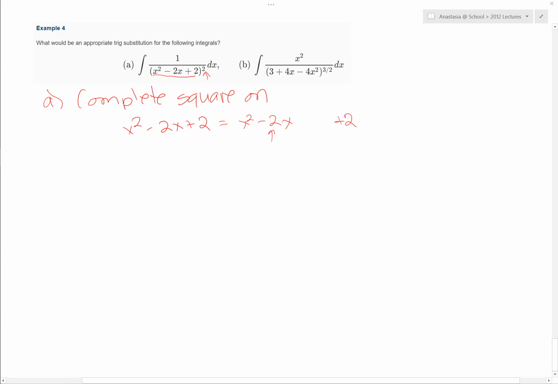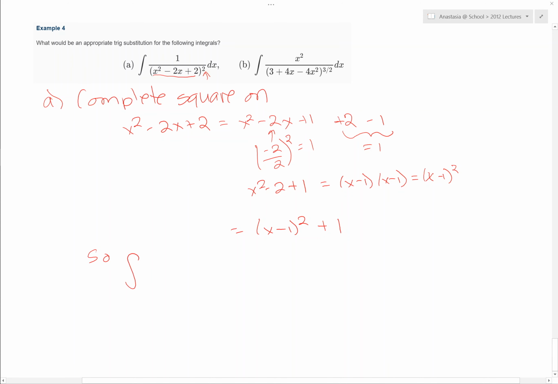The way that I do that is I take this value, -2, I divide it by 2, and then I square it. So that is going to give me a -1 squared, which is 1, so I'm going to add 1. Algebraically, you can't just add something to an expression. You also have to subtract the same value to cancel stuff out, so you're not actually changing anything. So 2 minus 1 is going to end up giving us 1. X squared minus 2x plus 1 factors to x minus 1 times x minus 1, which is x minus 1 squared. So we have then x minus 1 squared plus 1.